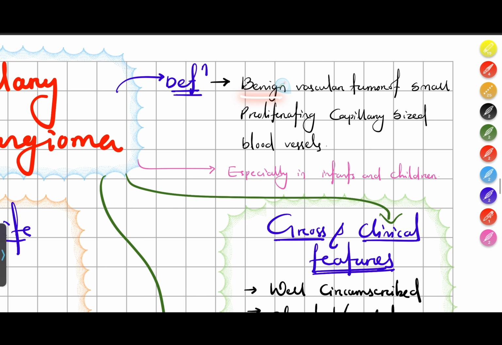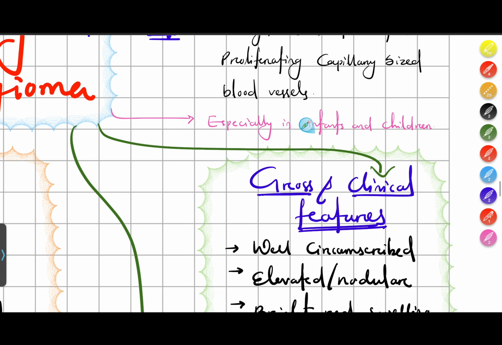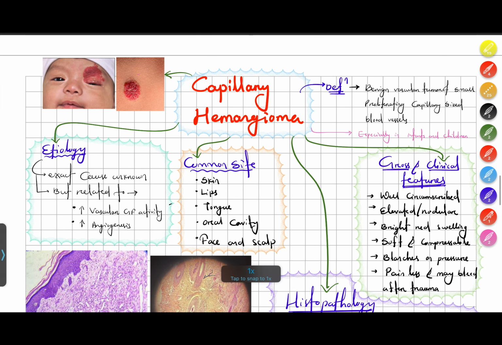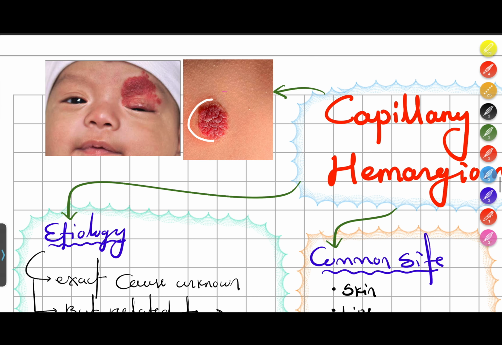It is a benign vascular tumor of small proliferating capillary-sized blood vessels. It is especially seen in infants and children of small age group. Now you can see this is capillary hemangioma.